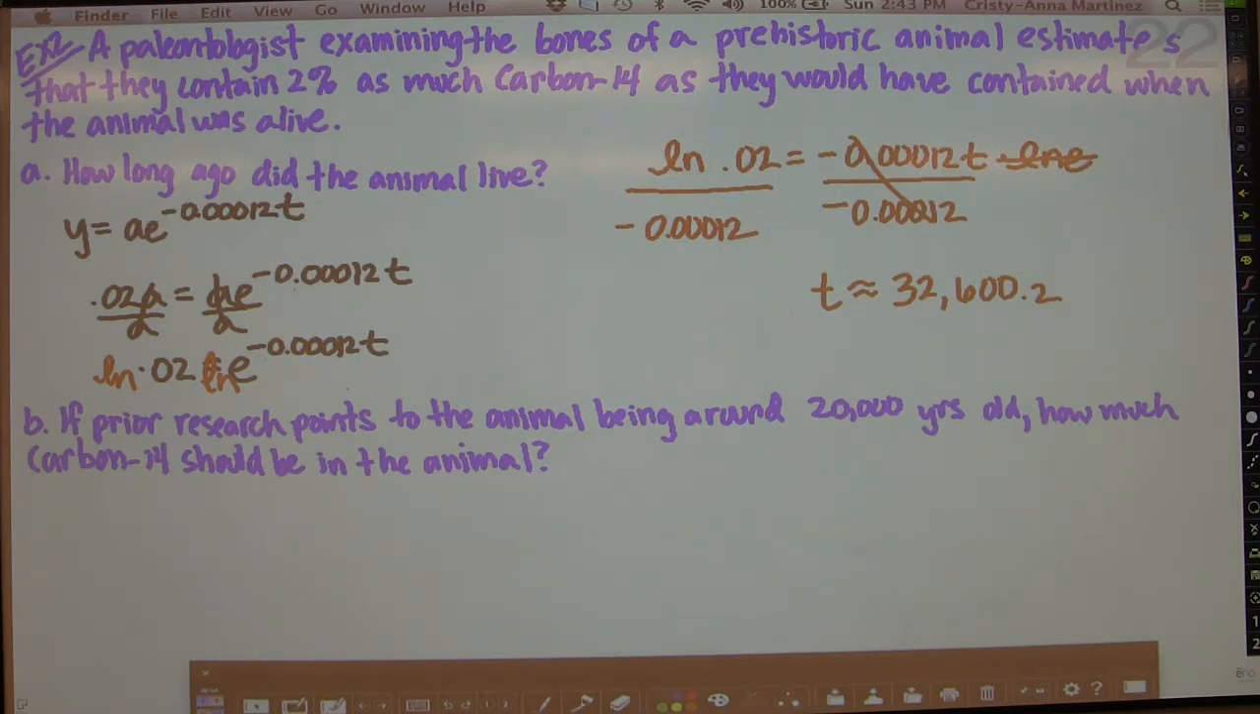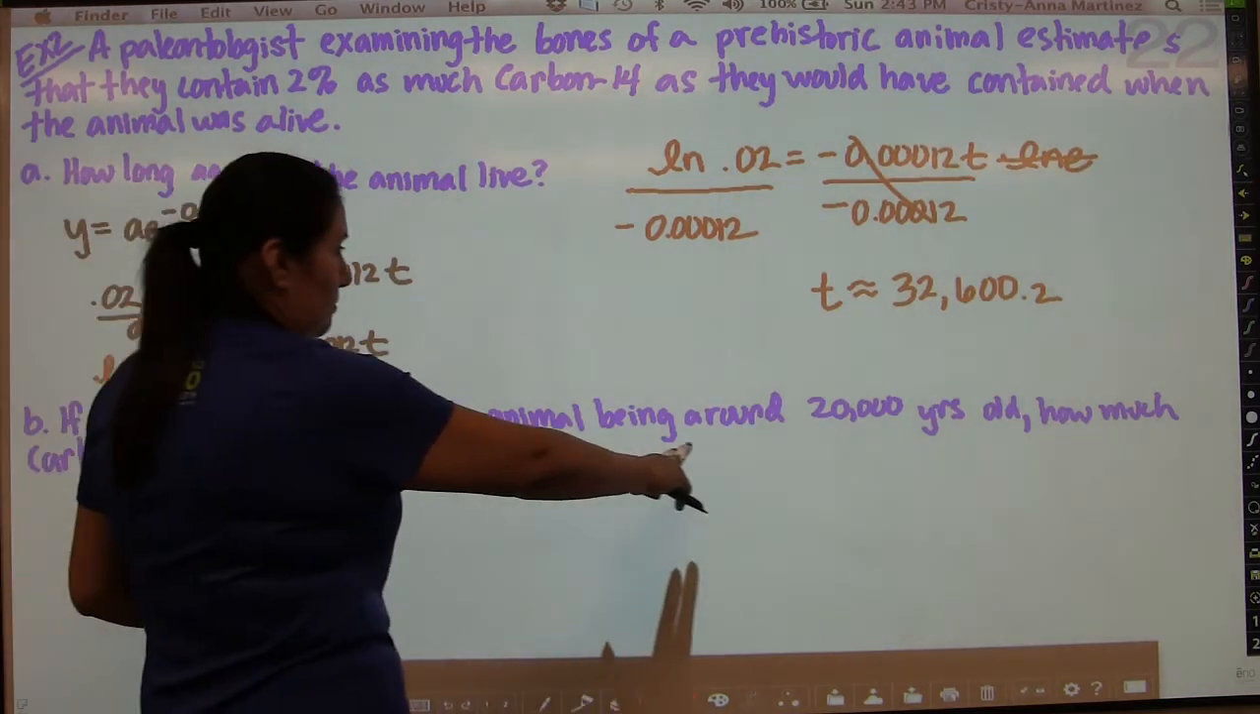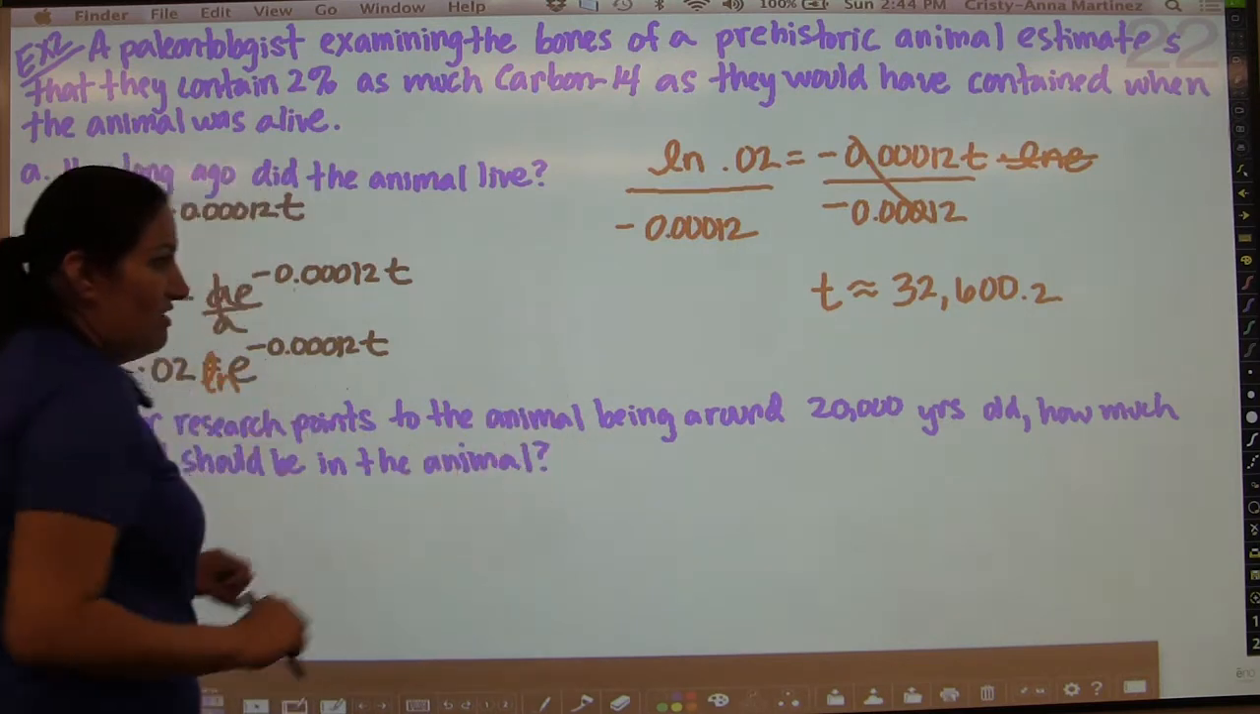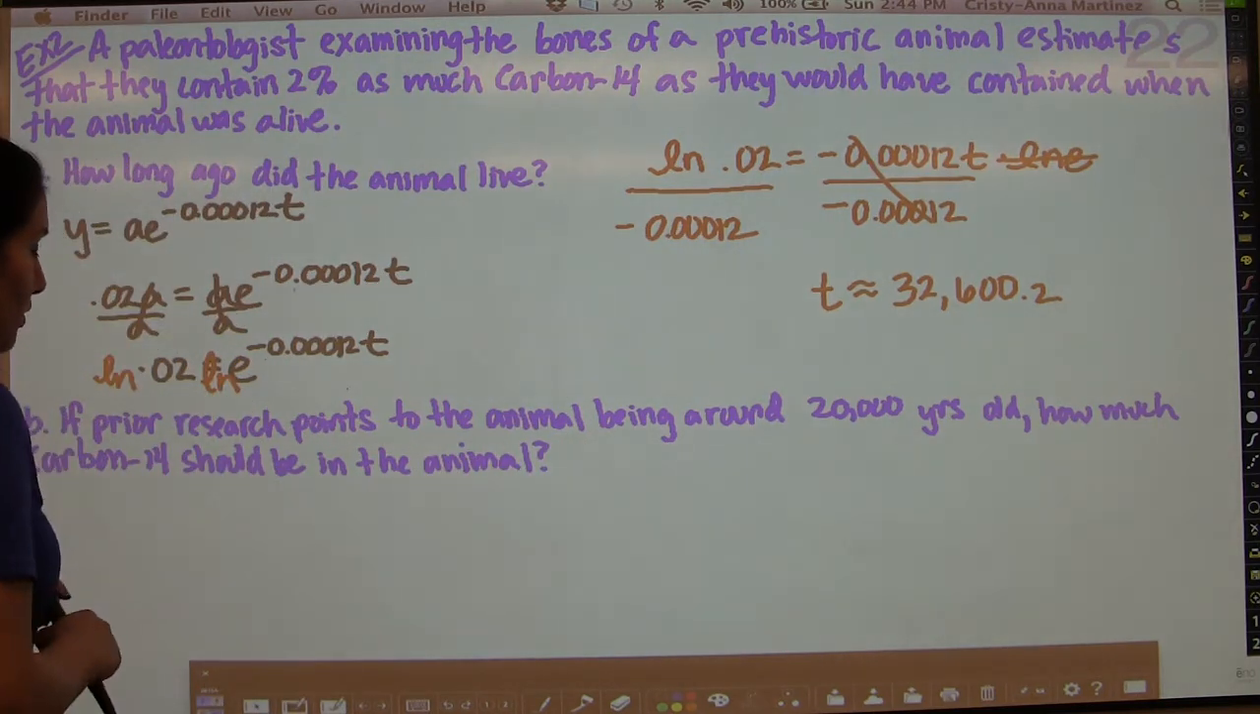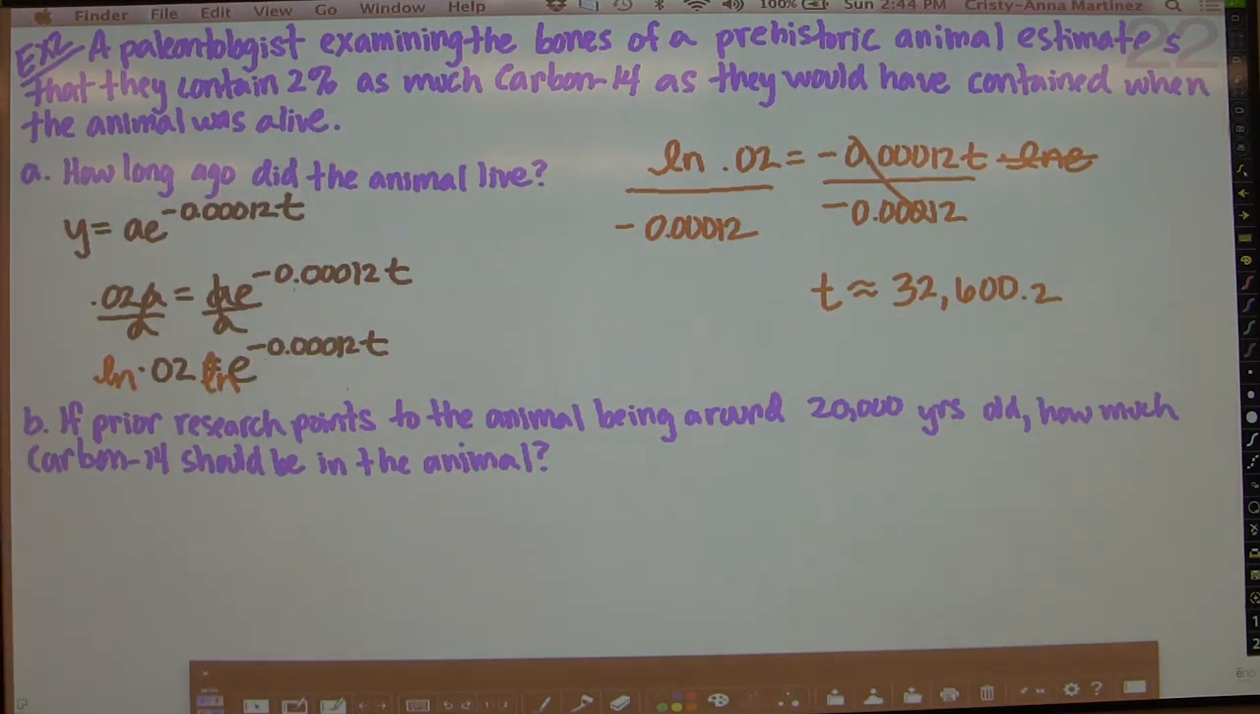All right, now part B says, if prior research points to the animal being around 20,000 years old, how much carbon-14 should be in the animal? So again, this is assuming that their prior research was correct. How much carbon-14 should be in the animal? So now we know the time, because we're saying that the animal was 20,000 years old, hypothetically. That would be our t value. How much carbon-14 should be in the animal? That's basically going to be y. So we're trying to solve for y.